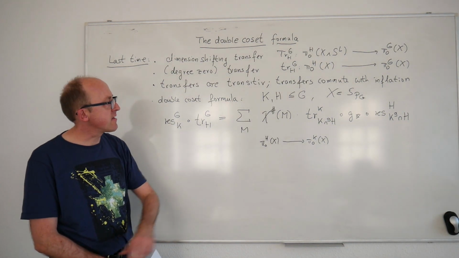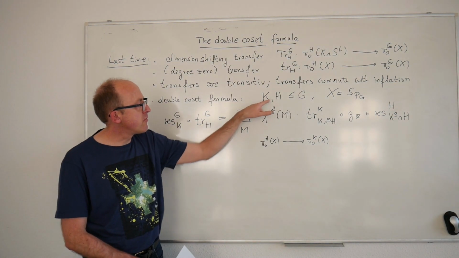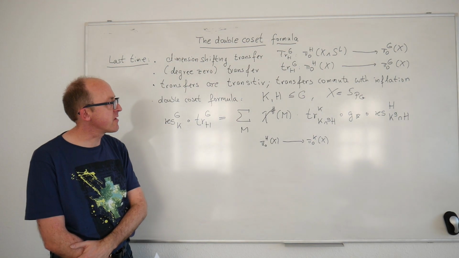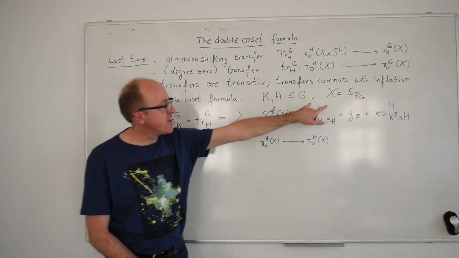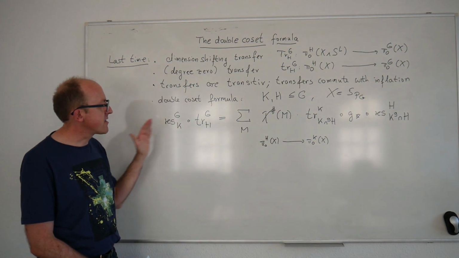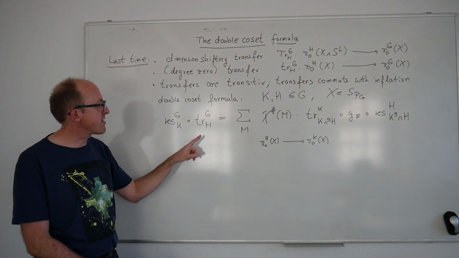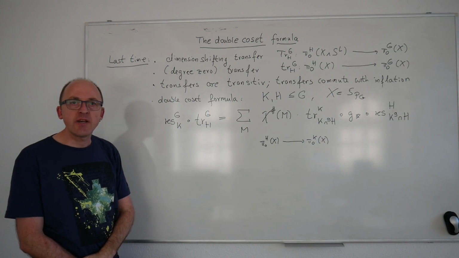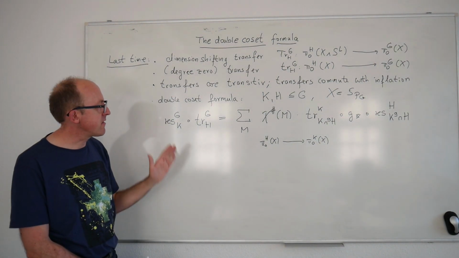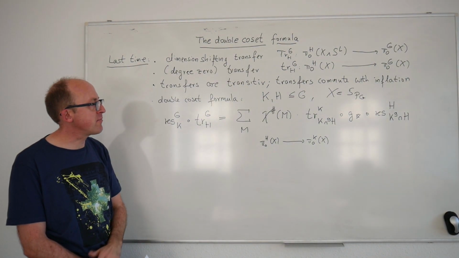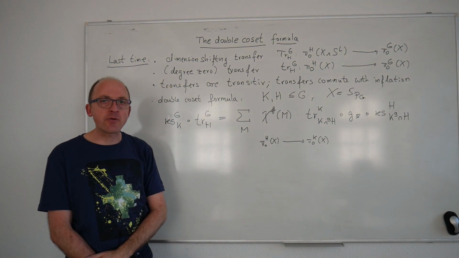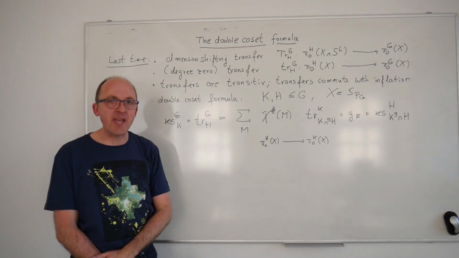The context is some ambient compact Lie group G and two closed subgroups K and H that don't have anything to do with each other. And we also have an orthogonal G spectrum X. And then there's this formula that explains what happens if you first transfer from H to G and then restrict from G to K. As I explained in detail last time, you can rewrite this composite as a sum of terms. So this sum is indexed first of all by conjugacy classes of subgroups of K.